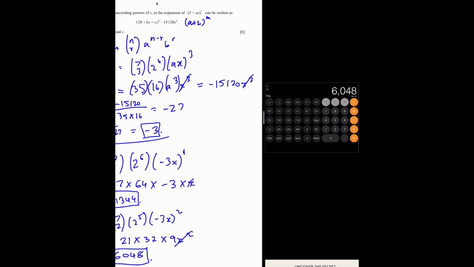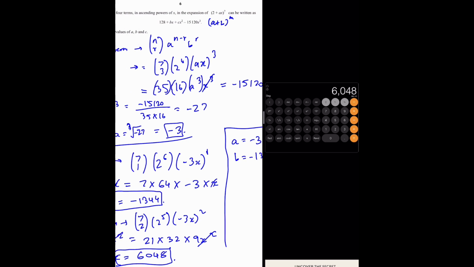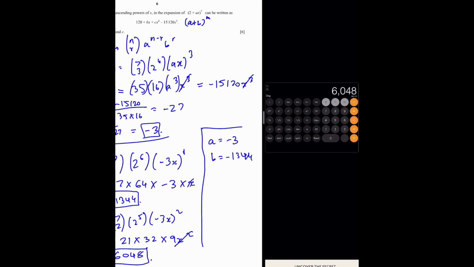Of course, a good practice is to write them all down at the end separately. So a is equal to minus 3, b is equal to negative 1344. You might not see it, but yeah, there we go, negative 1344. And c is equal to 6048. This is our final answer.